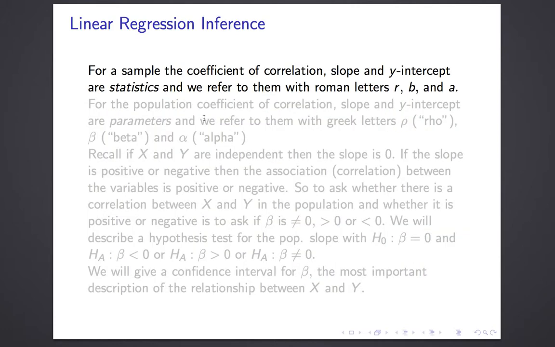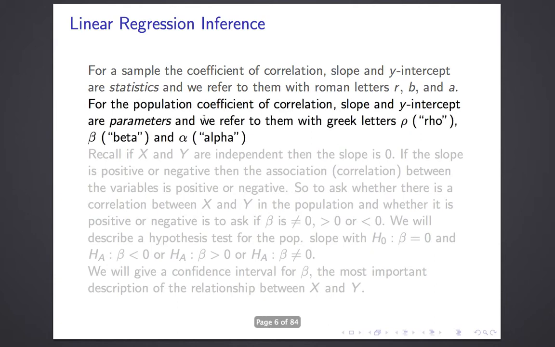First, we need a little terminology. When we're in a sample and we compute the least squares line and R, then R and A and B are statistics. They're summaries about the sample. So we'll represent them by the Roman letters R, B, and A, as we have been doing. But if we imagine, though we will rarely actually compute, the population coefficient of correlation, the slope, and the y-intercept for a population, those quantities are parameters.